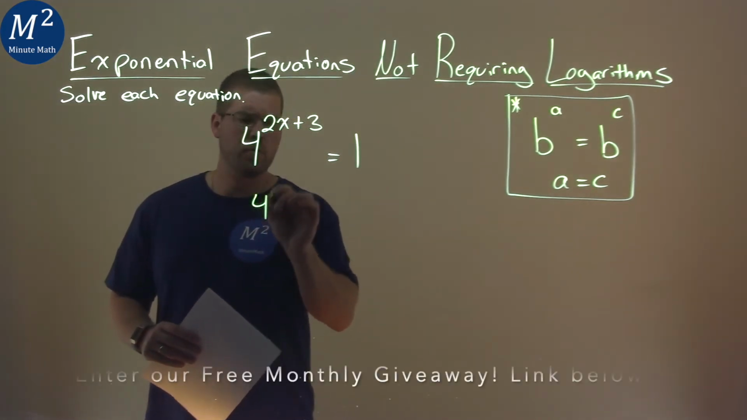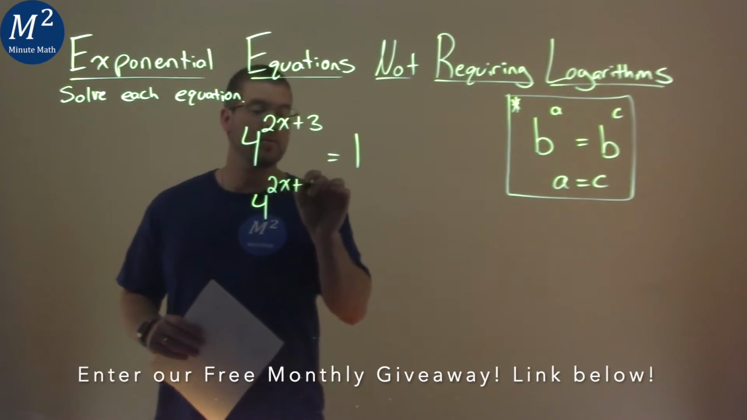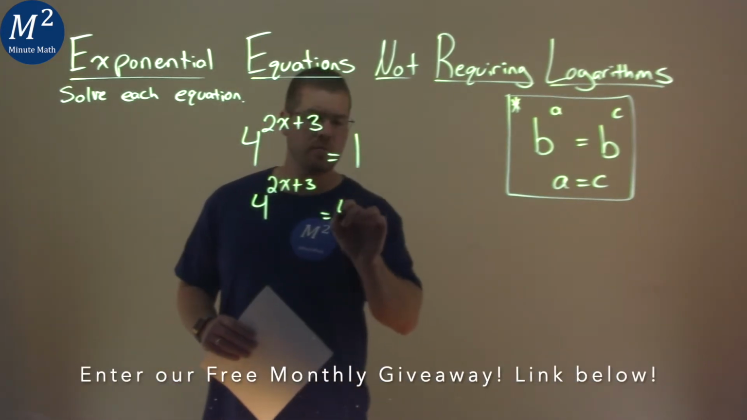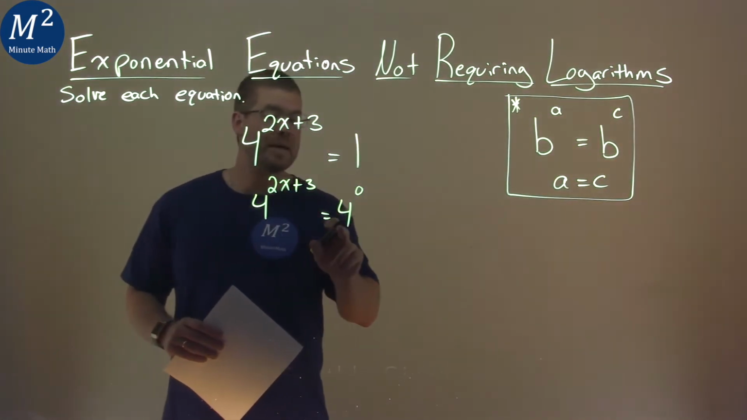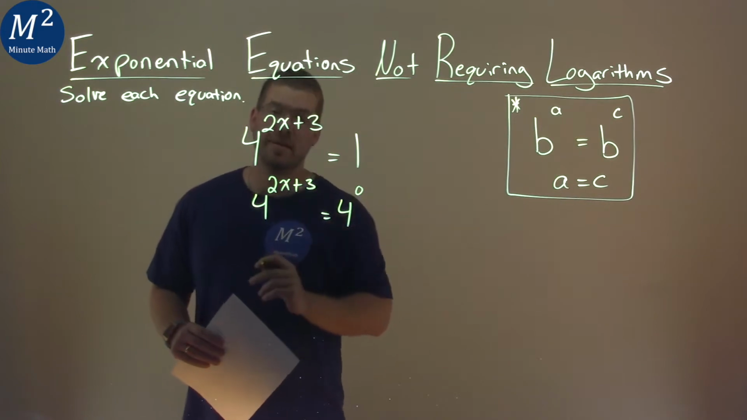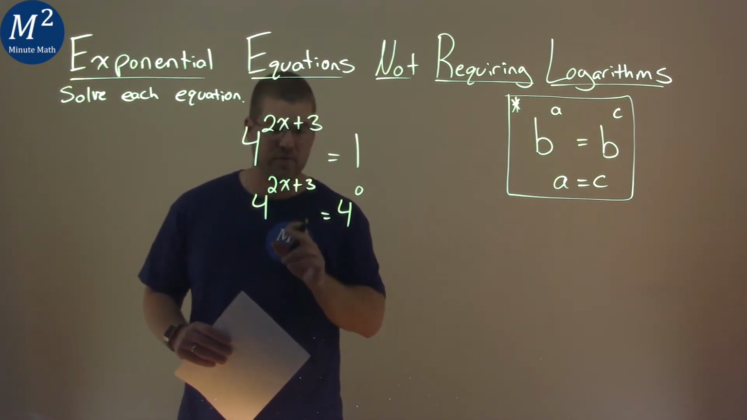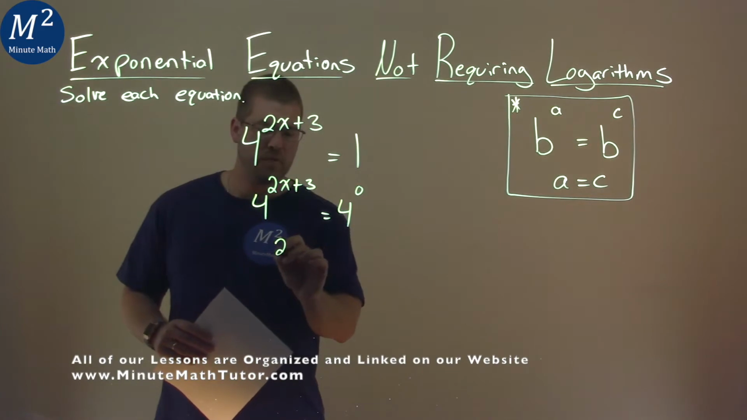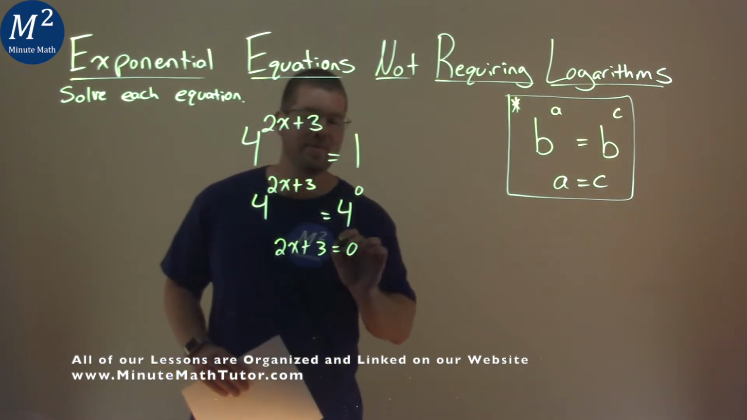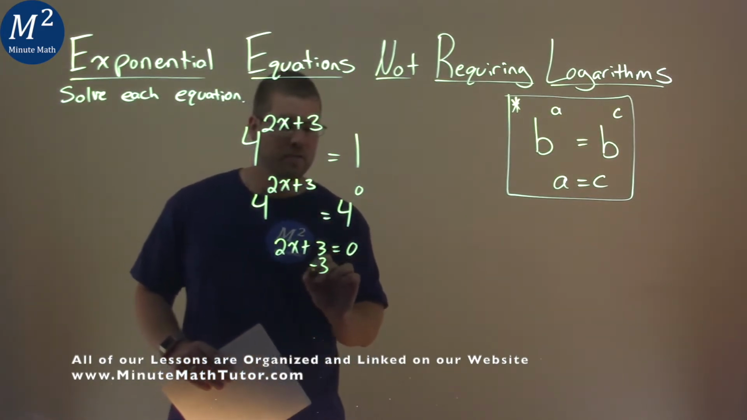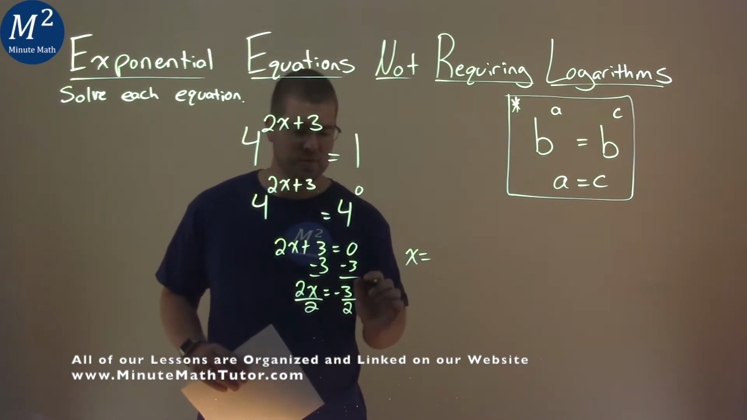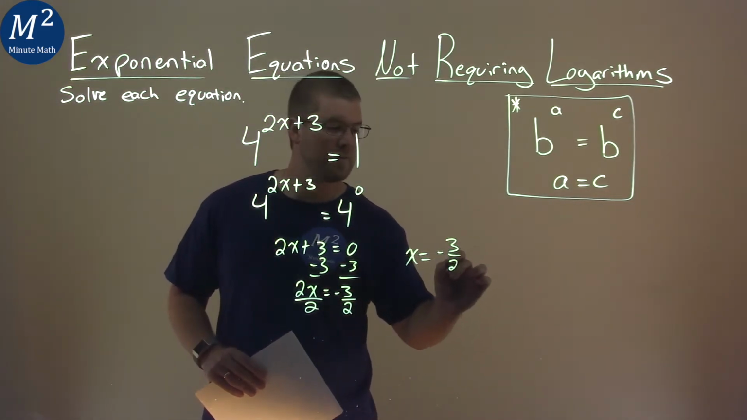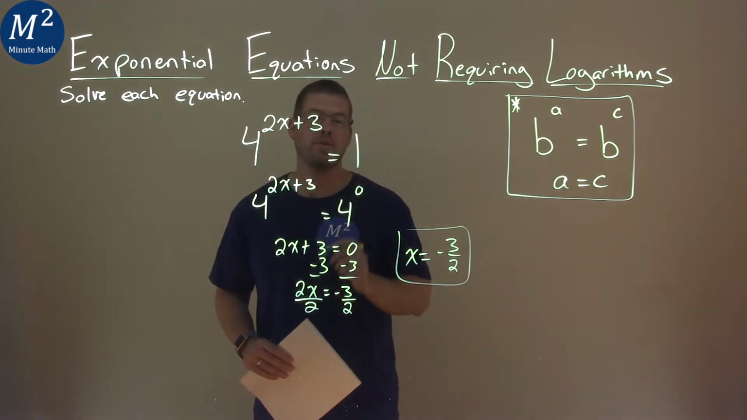So we can take this 4 to the 2x plus 3, and I can rewrite the right side to be 4 to the 0 power. With that being said, we now can set just the exponents equal to each other and solve for x here, since the base is the same. So now we have 2x plus 3 equals 0, and this is a pretty easy problem to solve. Subtract 3 from both sides, and we have 2x equals negative 3. Divide both sides by 2, and x equals a good old negative 3/2, and that is our final answer.